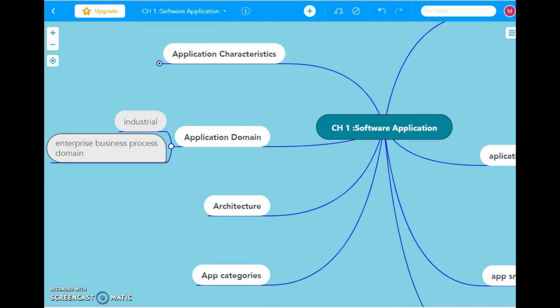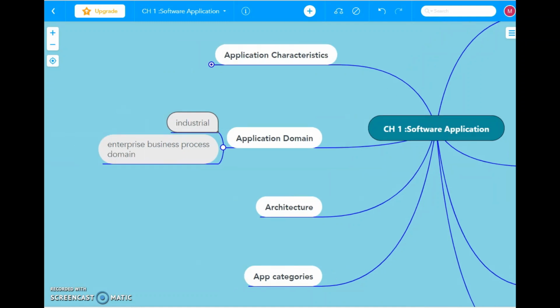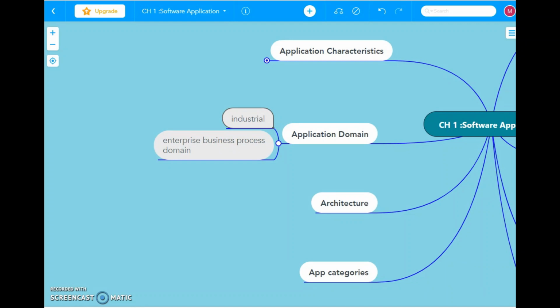Now, industrial domains is nothing but the applications which are used for a particular industry. For example, a banking application is used only in banks, a telecom application is used only in the telecom industry, and an e-commerce application where you can sell and purchase goods is used only for a particular industry. It cannot be used across industries, so that is called an industrial application.